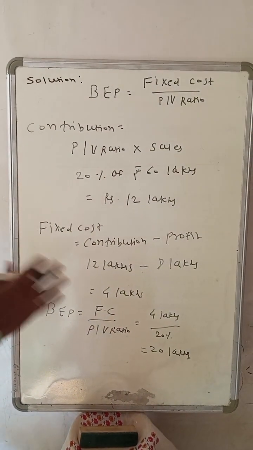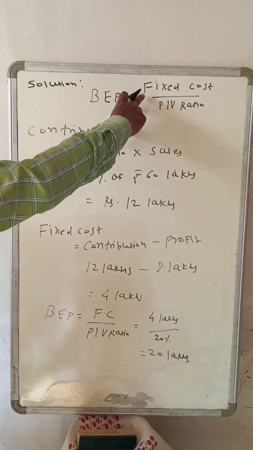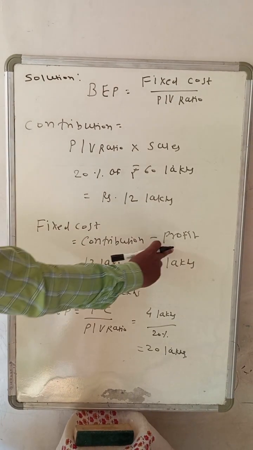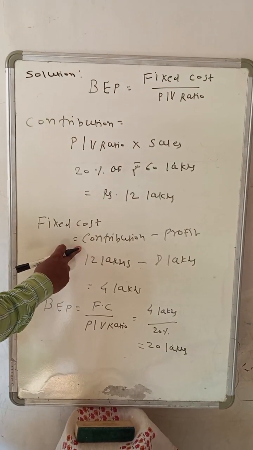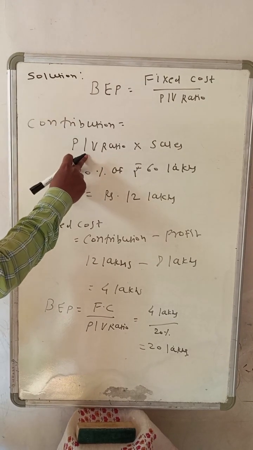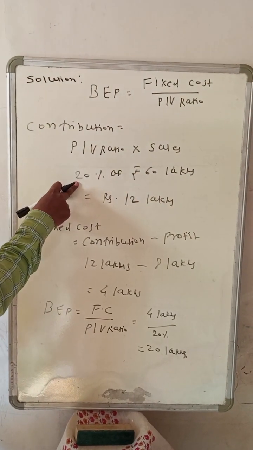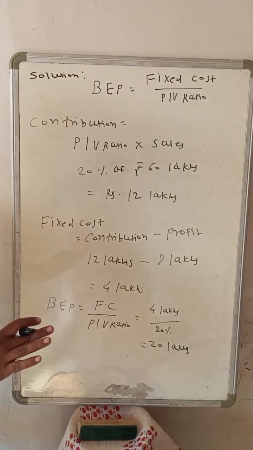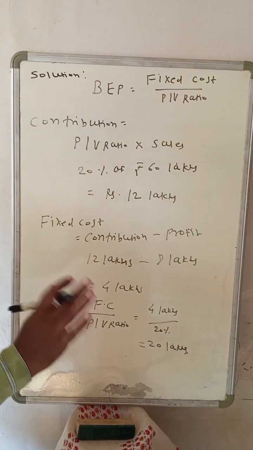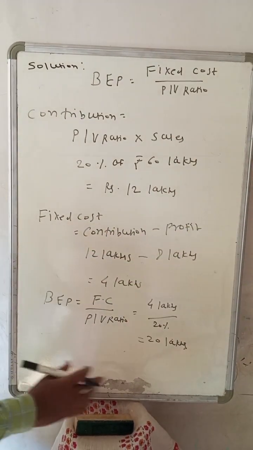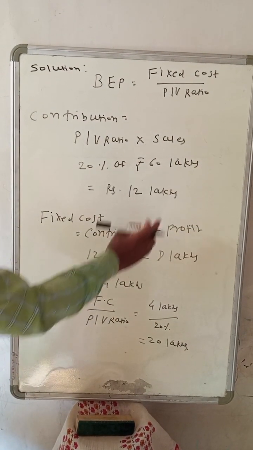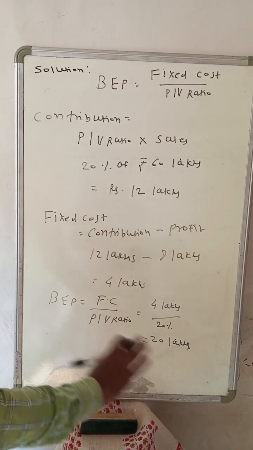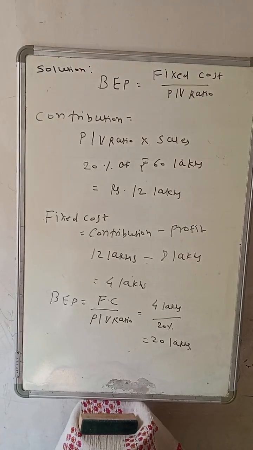Because the cost bifurcation is not given, we calculate the fixed cost. And how is it calculated? Fixed cost is equal to contribution minus profit, and contribution is calculated by using this formula, PV ratio into sales. PV ratio was 20% and sale was selected for the second period. You may choose the first period also, it does not make much difference, but I will choose the second period. So 20% of 60 lakh, 12 lakhs, and it is deducted the profit 8 lakh. So fixed cost is 4 lakh. So break even point is also calculated.